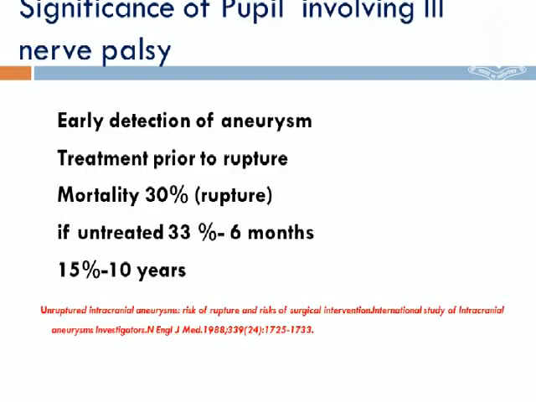So the significance of pupil involving third nerve palsy is for your early detection of aneurysm, and as I said, the mortality is around 30% because of the rupture. If untreated, within 6 months it's 33% if ruptured, and in 10 years the mortality goes up to 15%.